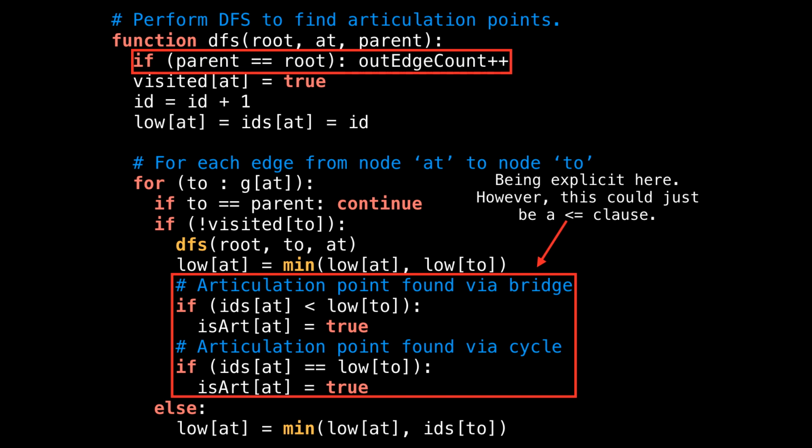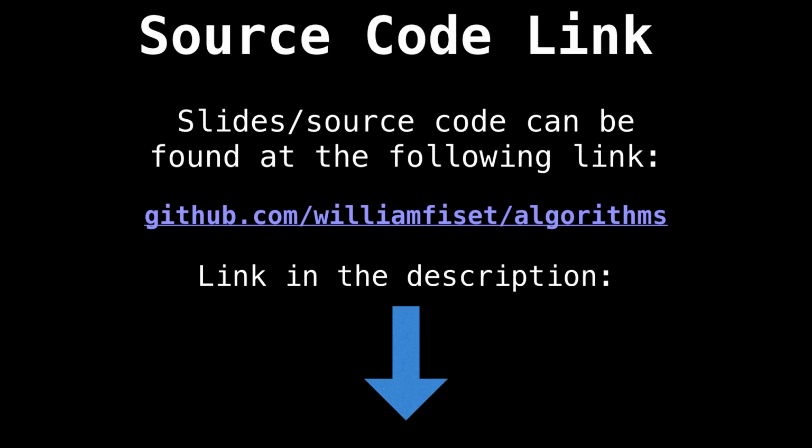Besides that, I added the equals case to track articulation points found via cycles and kept the less than case to find articulation points found via bridges. In a real implementation, you could merge these two if statements into a single clause. However, I wanted to distinguish finding articulation points via bridges from those via cycles. And that is all for now. In the next video, we'll be looking at some actual source code and not just some pseudocode.